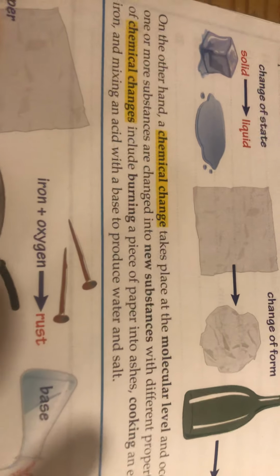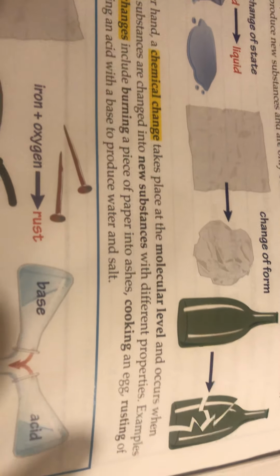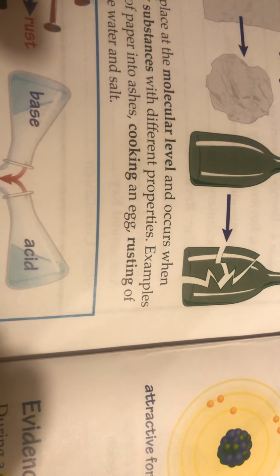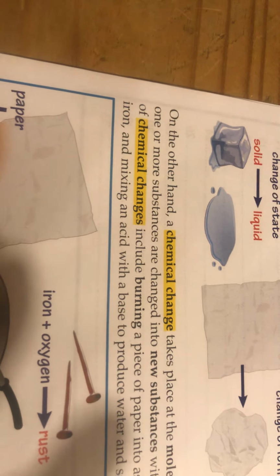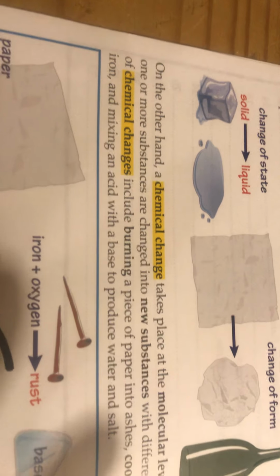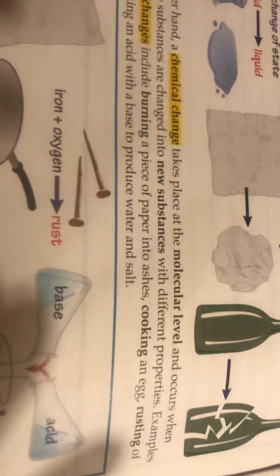So if I took this piece of paper right here and I lit it on fire, I'd have some ashes and I'd have carbon dioxide, and I'd have all kinds of different things. It would not be paper, would it? It would not be the same combination of things that make paper. Examples include burning a piece of paper into ashes, cooking an egg, rusting of iron, oops, we did that, and mixing an acid with a base to produce salt and water.